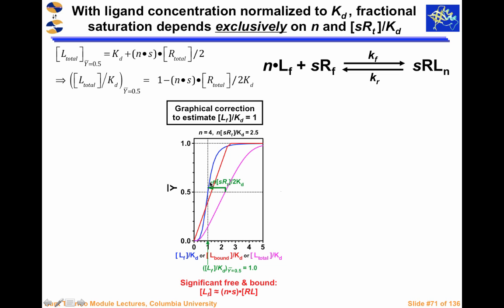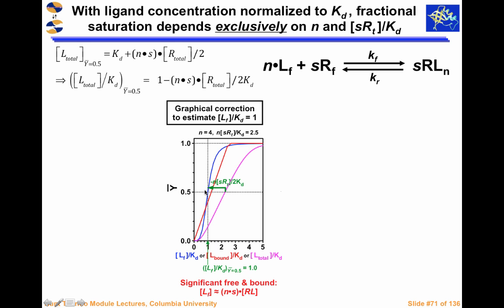Here I'm showing a binding isotherm for n equal 4, but it would work equally well for n equal 2 or n equal 8. The shape would just be a little bit different. As we showed in the last slide, you can take that LF over KD binding isotherm, right? We can look at fractional saturation as a function of free ligand over KD. We can then also look at the fractional saturation as a function of bound ligand over KD. That's a simple linear relationship. When we sum the two of them together, we get total ligand as a function of KD.